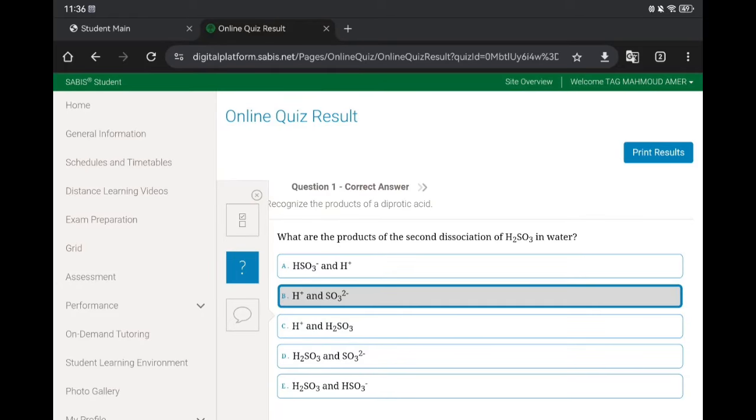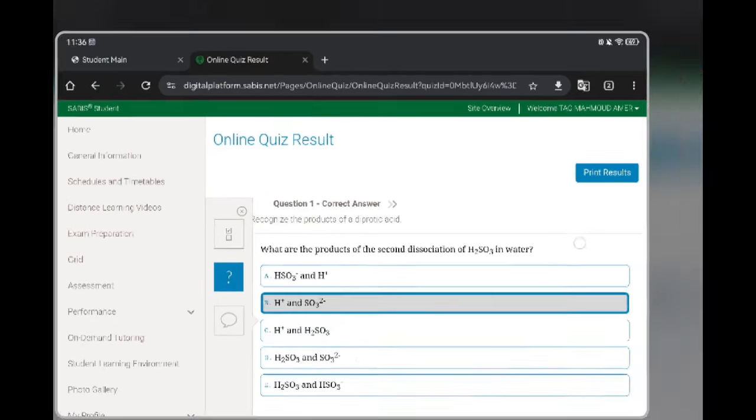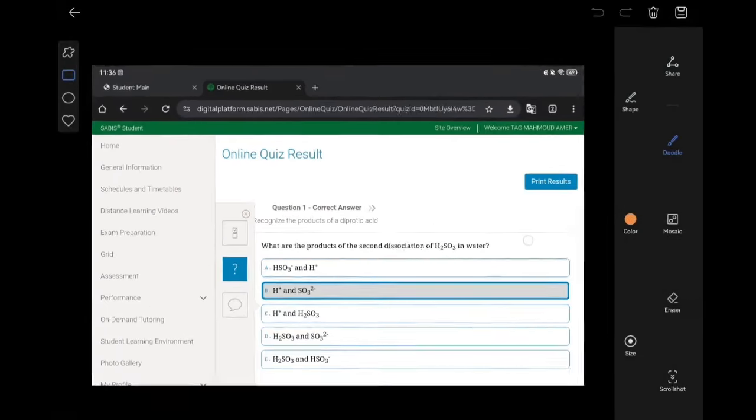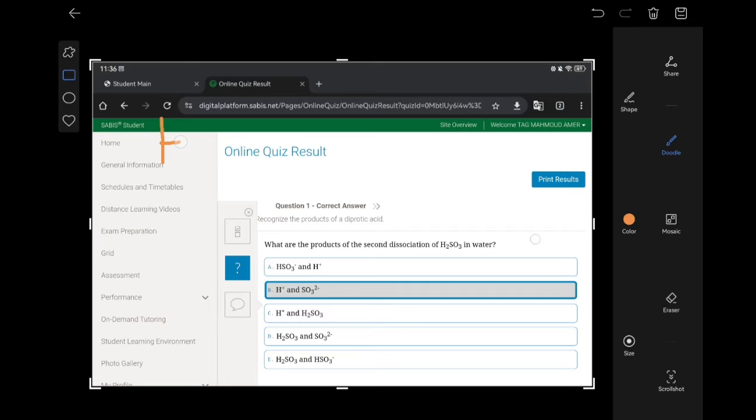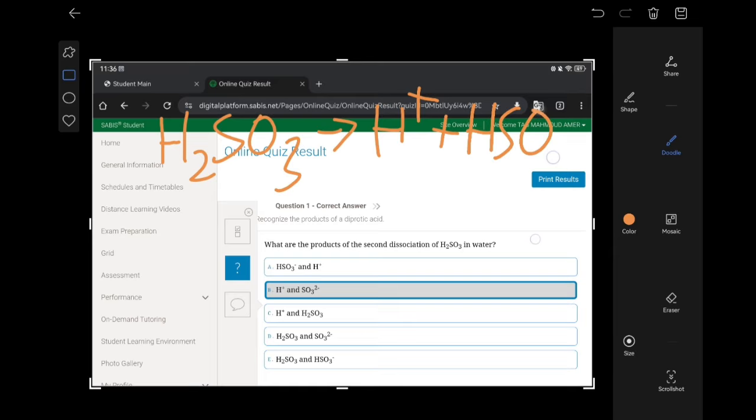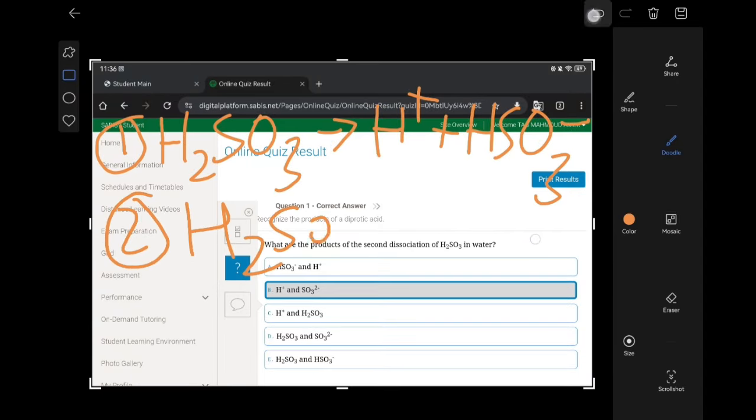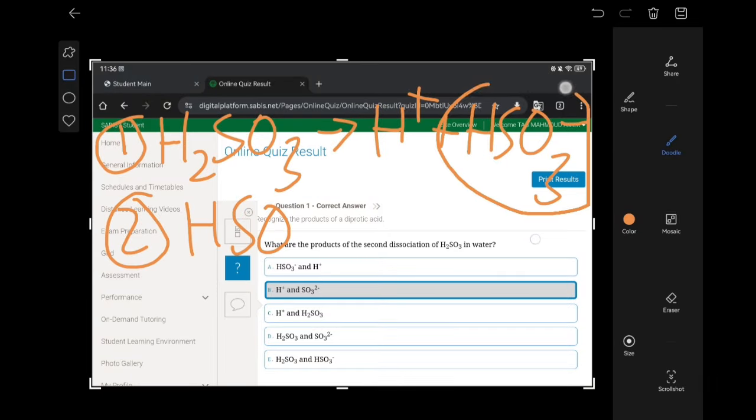This is 3.5. Look, when they mean dissociation, they mean when it separates. So it was like this. When it separates, it becomes H plus and HSO3 minus. So this is the first dissociation. They're asking for the second. My bad. So after the first one, you're left with this.